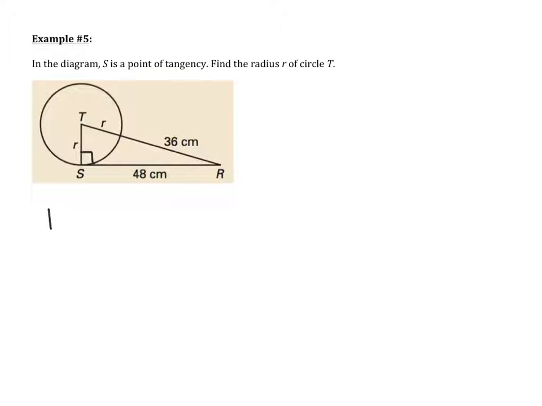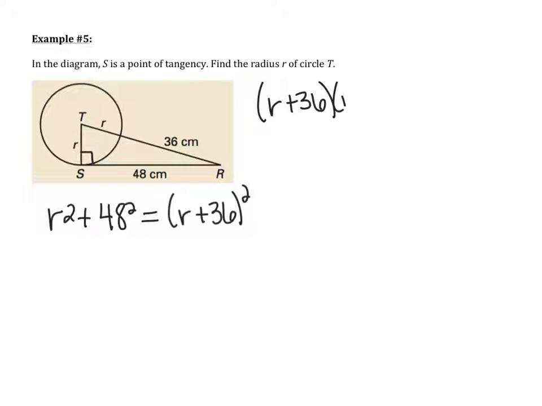So the 2 legs would be R, so R squared, plus the other leg, 48 squared, which would be equal to the hypotenuse squared. But in this case, we actually have 2 lengths for the hypotenuse, R, and then this part, which is 36. So the total would be R plus 36, and then we square it. The biggest misconception that kids do is they think when you take a binomial like this and square it, that you could just square the R and square the 36. But R plus 36 squared means R plus 36 times R plus 36. So we actually have to distribute it all out.